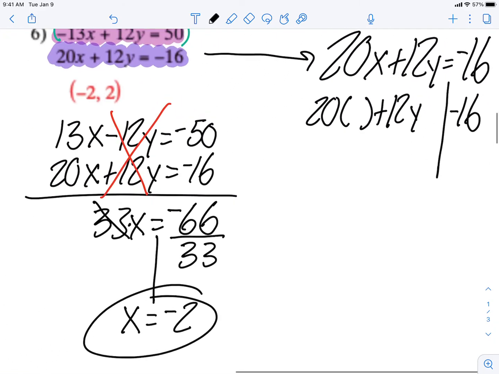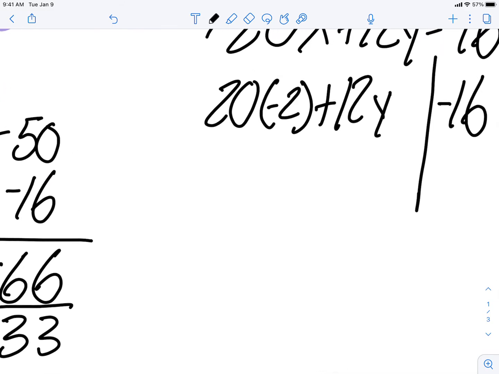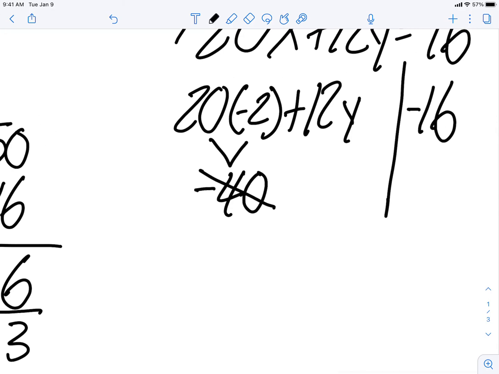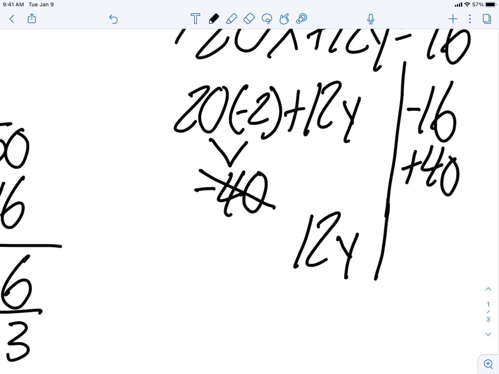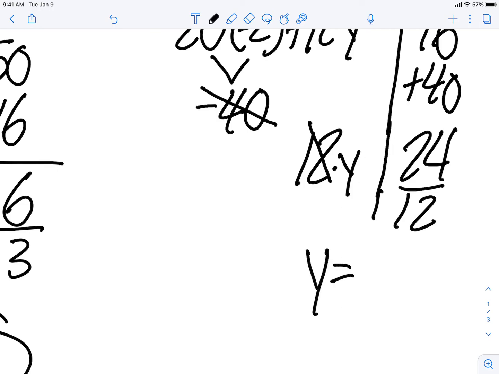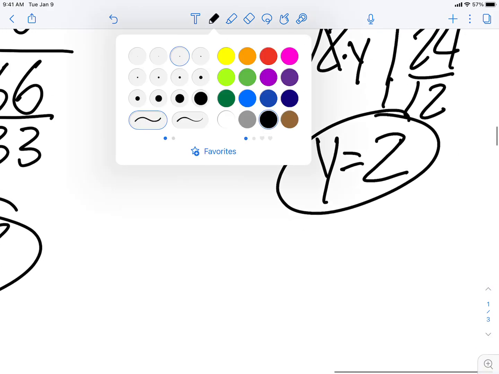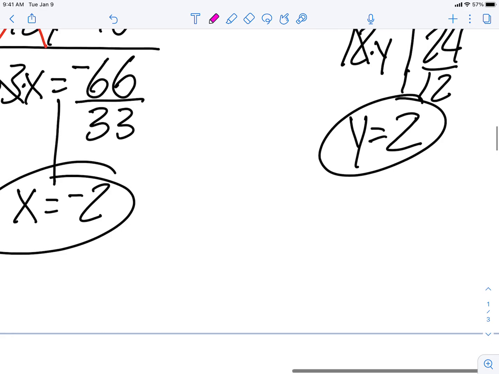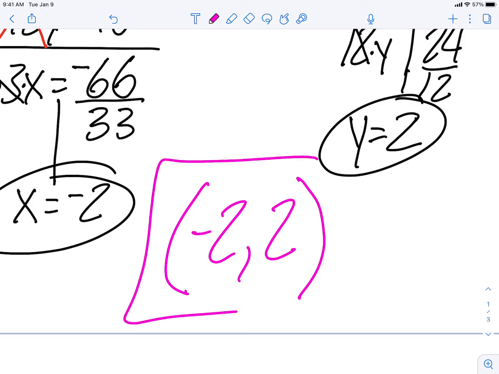So, what goes in the parentheses? Negative 2. 20 times negative 2 is negative 40. Immediately going to bring this negative 40 over as positive 40. So, I get 12y. Negative 16 plus 40 is 24. The opposite of multiplying by 12 is dividing by 12. So I get y is equal to 24 divided by 12 is 2. And so my final solution is x comma y. X is -2, y is +2, and there you go.